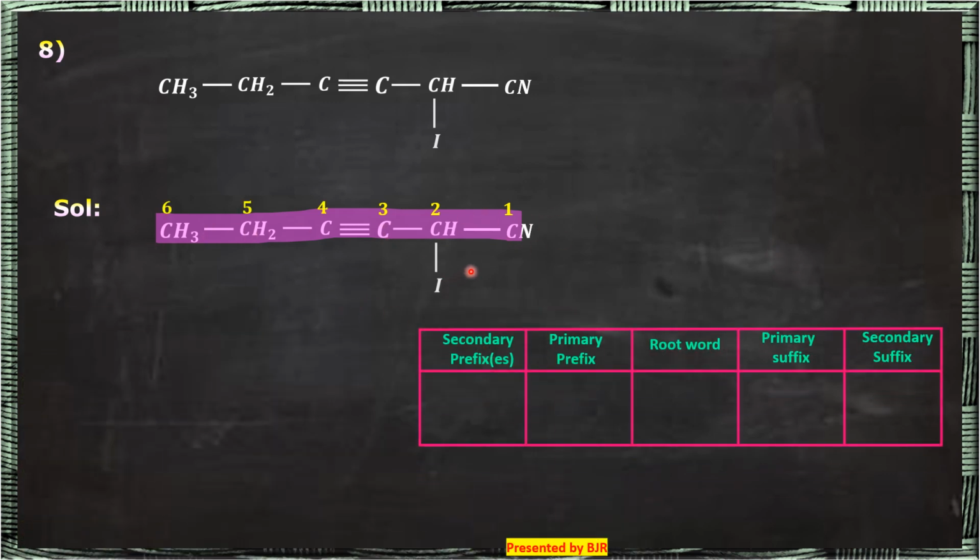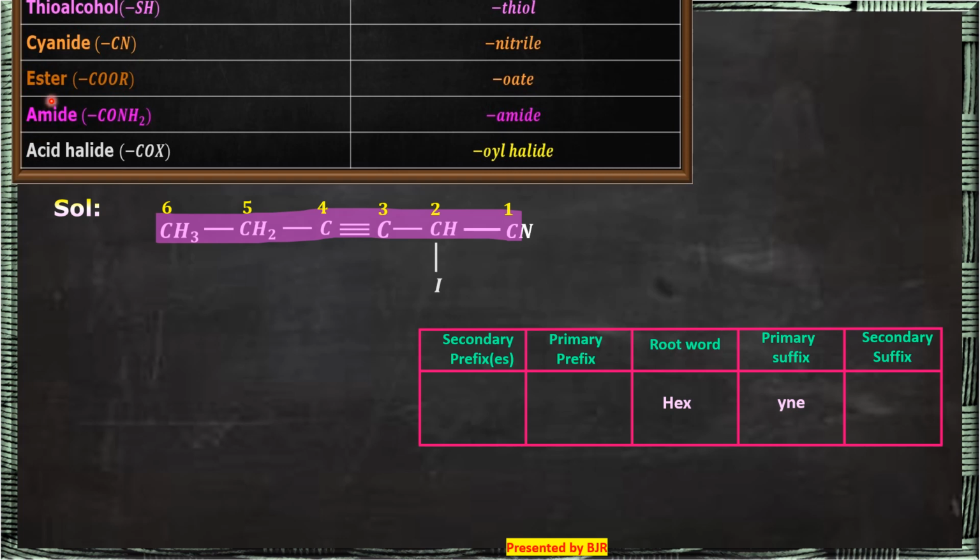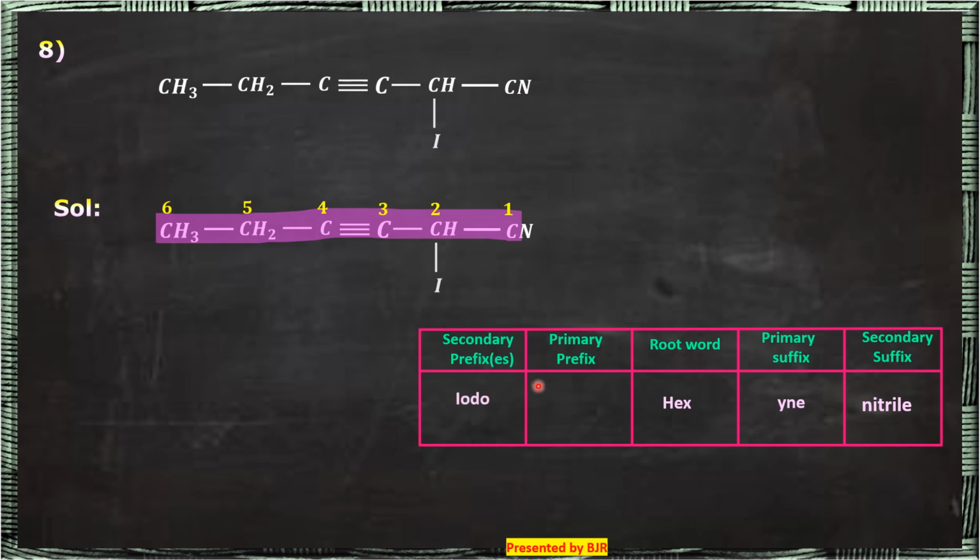Root word is hex, primary suffix: triple bond is there, so ine. Secondary suffix: for the cyanide functional group, the secondary suffix is nitrile. Next, secondary prefix, it is iodo. The iodine atom is attached to the second carbon atom. So the name of this organic compound is 2-iodo hex 3-ine nitrile.